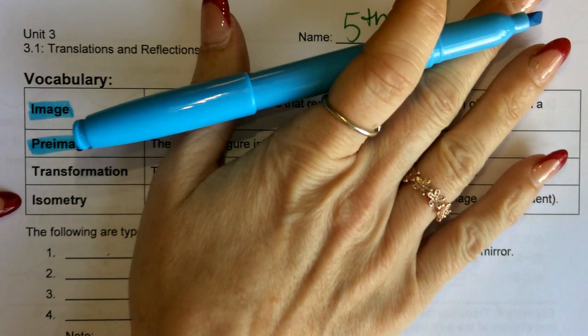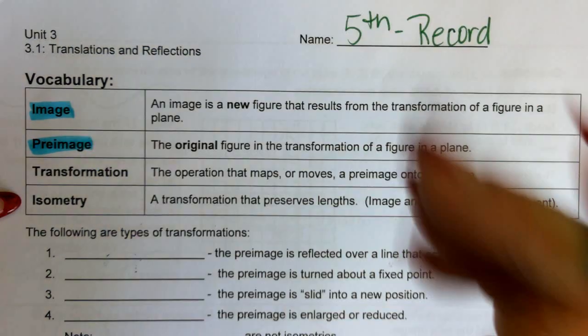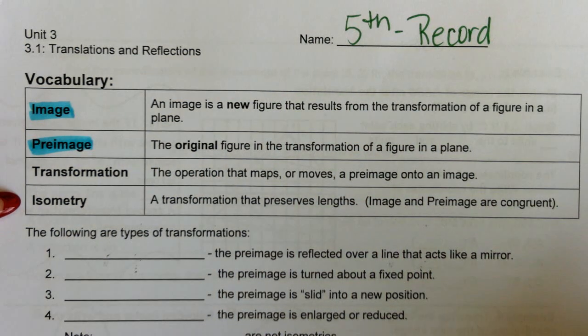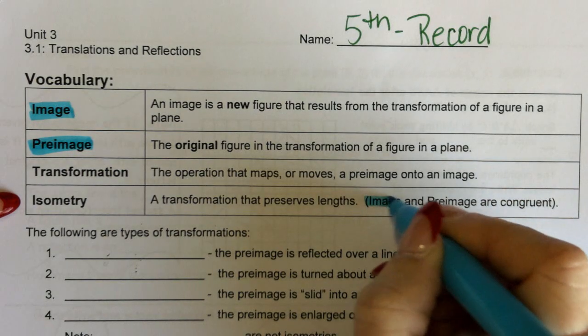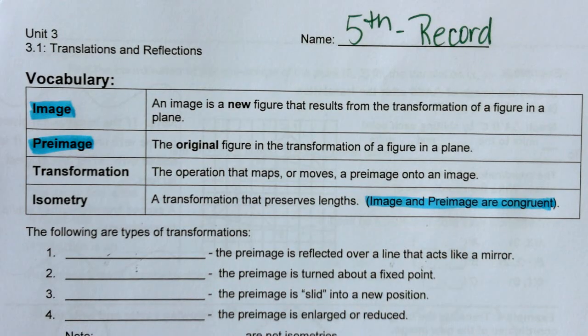Isometry. What did it mean? Alan. Right. Everything stays the same. Our side lengths and our angles do not change. So the image and the pre-image are congruent to one another. They're exactly the same size. Daniel, computer. Oh. All right. Moving on.